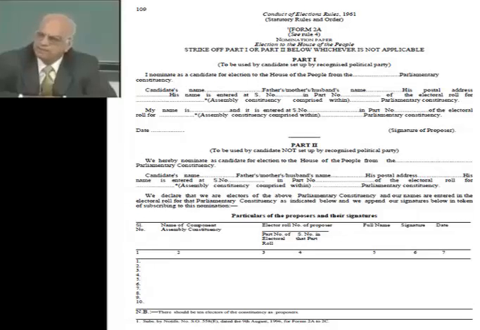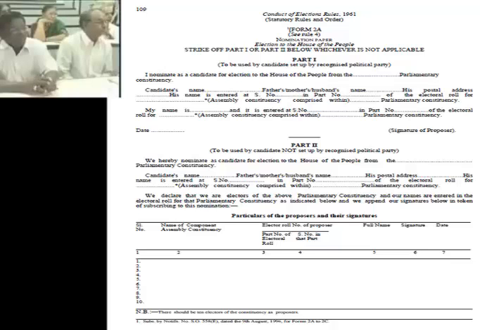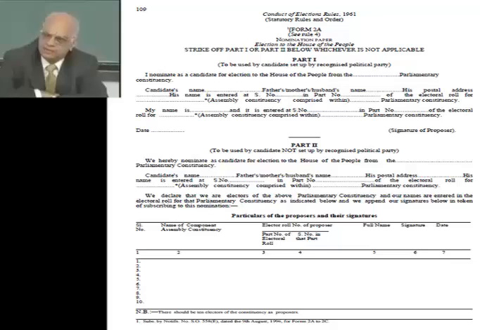These two forms have been divided into 6 parts. They are not just run on, but they have been divided into 6 parts. Part 1 is filled by a candidate who says that he has been set up by a recognized national or state party, because there is a provision for only one proposer there. Second part is for those candidates who want to contest as independents or as candidates of the unrecognized parties, because they require 10 proposers. So provision has been made for 10 proposers in Part 2.